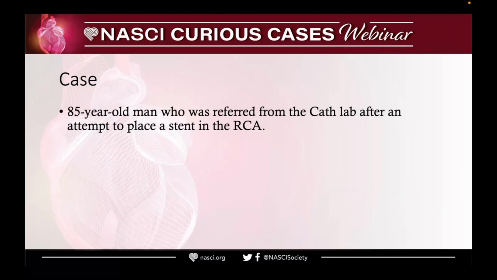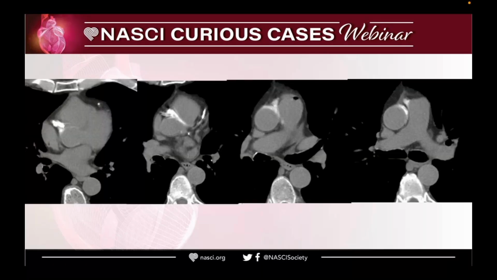Okay, another case, an 85-year-old man. This is an old patient referred from the cath lab after an attempt at placing a stent in the RCA. And these are the initial CT scan images. These are axial images from a non-contrast CT scan. They were attempting to access the RCA. This patient had obstructive coronary artery disease on his prior coronary CTA, and they were trying to stent the distal RCA.